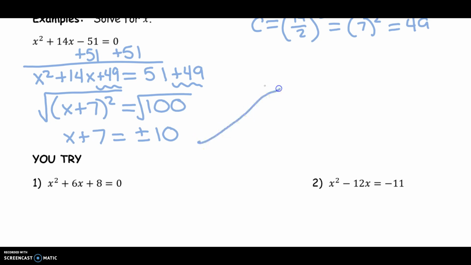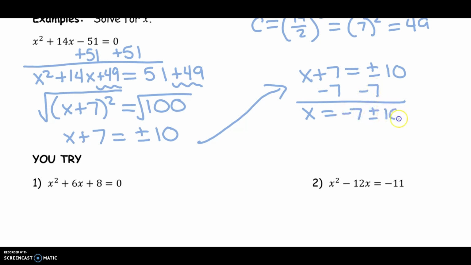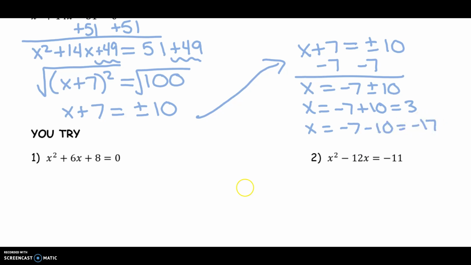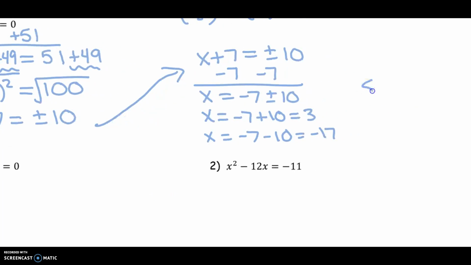Okay, and then from there I need to solve for x. I'm just going to rewrite it. So I subtract 7 from both sides to get x alone, and I get negative 7 plus or minus 10, which means that x equals negative 7 plus 10, or 3, and x equals negative 7 minus 10, which is negative 17. So my two solutions are 3 and negative 17.